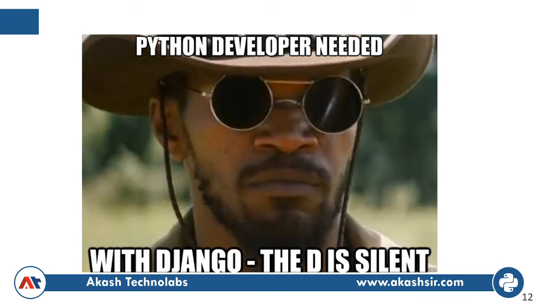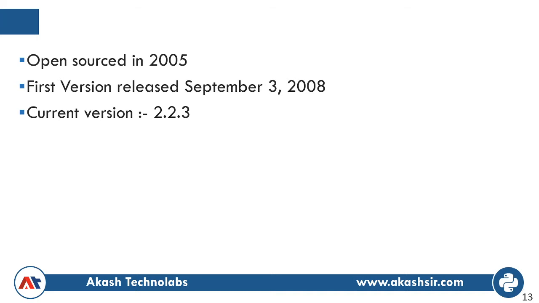Few people call it with the D sounded, right? It's not that, it's Django with a silent D. So whenever you pronounce, make sure the D will be silent. Okay. So now let's proceed to the next slide. So Django was open sourced in 2005 and the first version was released in 2008. And now the current version is 3.0, right?